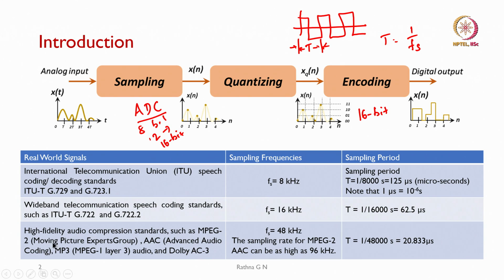When you go for high fidelity audio compression like MPEG 2, AAC, MP3 or Dolby standards, they operate at 48 kilohertz. So within 20.833 microseconds I must be able to finish my sampling, quantization, encoding, the computation on my signals, and even the outputting. That is the real time constraint we have put.